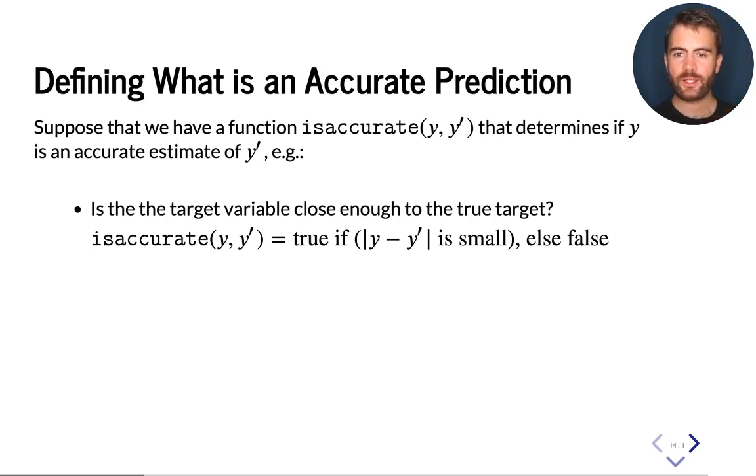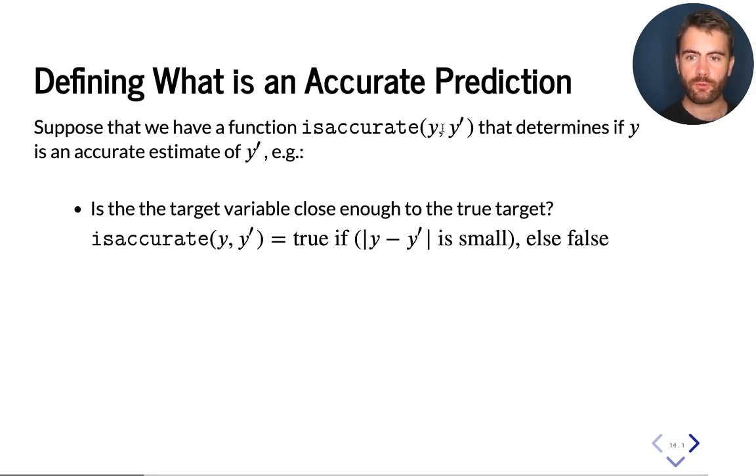So again, let's make this intuition a little bit more precise. Let's assume that we have some threshold for defining what is an accurate prediction. Let's say that we have a label y, and then we have an estimate y prime, or it can be the other way around, and we want to define some notion of accuracy between y and y prime.